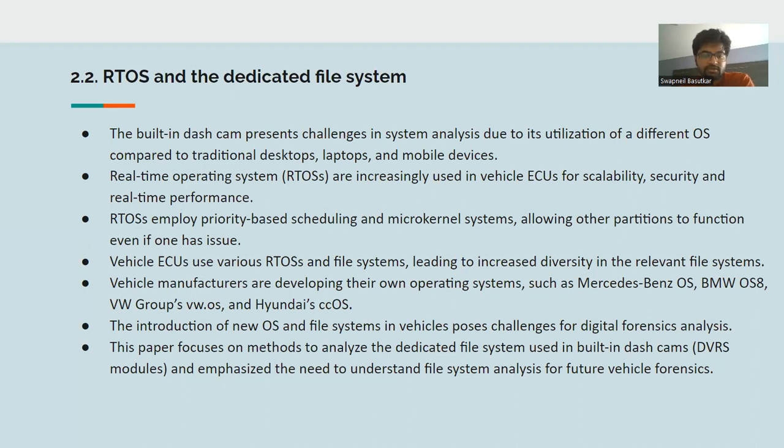Vehicle ECUs use various RTOS and file systems, leading to increased diversity in relevant file systems. And the vehicle manufacturers are developing their own operating systems, such as Mercedes-Benz operating system, MB.OS, Volkswagen Group's VW.OS, and Hyundai CCOS. These are a few to give an example. They have created their own operating system. The introduction of a new operating system and file system in a vehicle poses challenges for digital forensics analysis. This paper focuses on methods to analyze the dedicated file system using built-in dash cams, DVRS modules, and emphasizes the need to understand the file system analysis for future vehicle forensics.